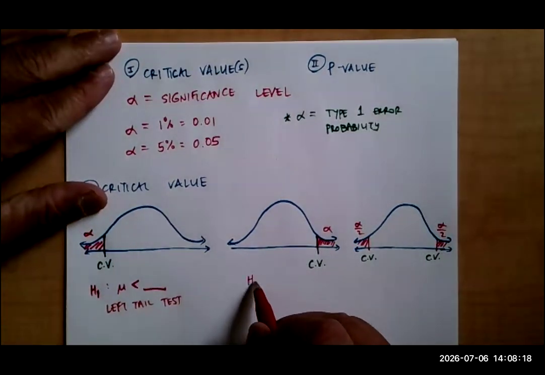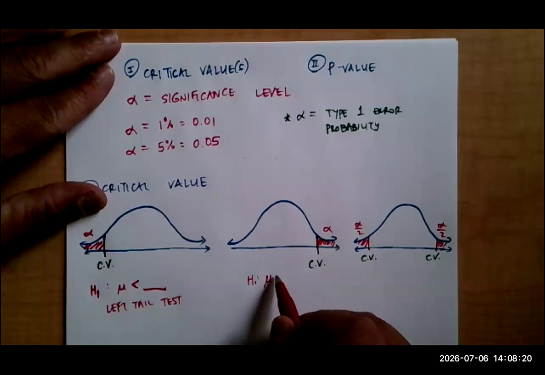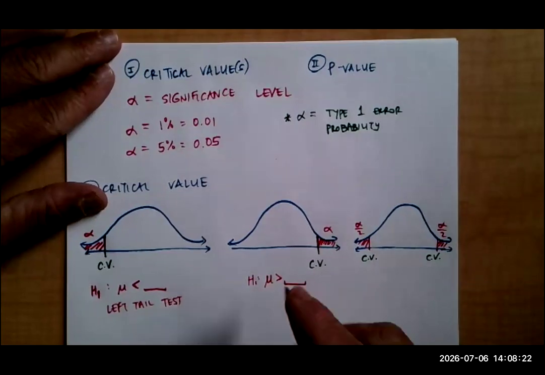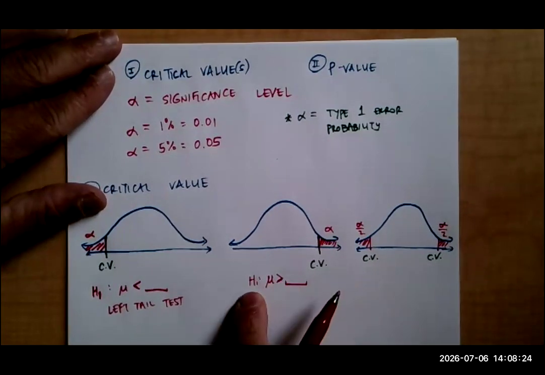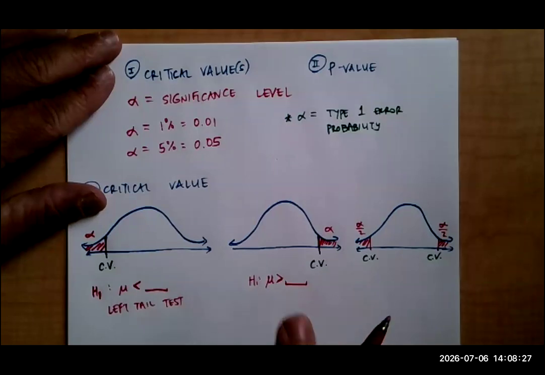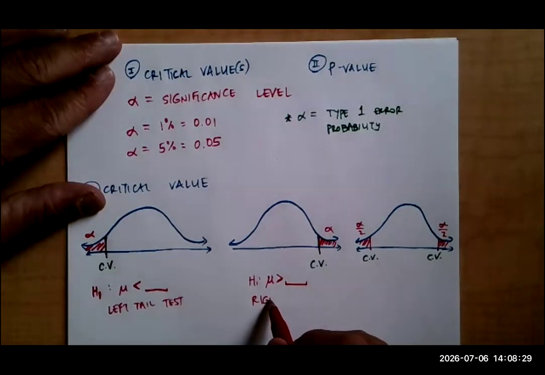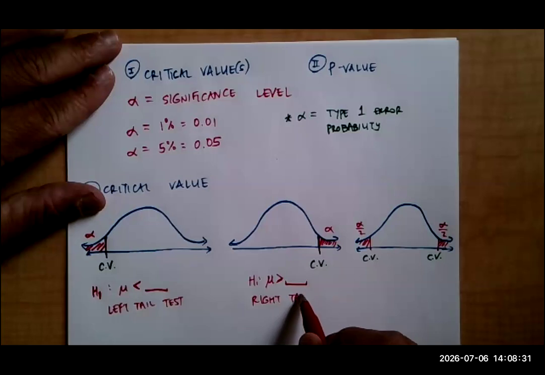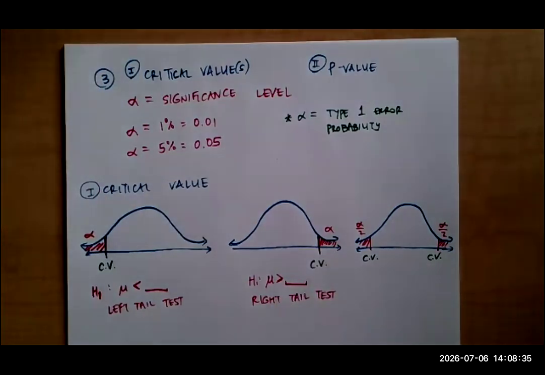You can probably guess what's going to happen here. If the inequality symbol in the alternative hypothesis, H sub a or H sub 1, is a greater than, that's going to be a right tail test. That inequality symbol points us in the direction that we're going to put that area on the right side.